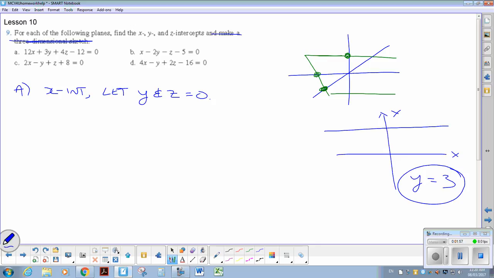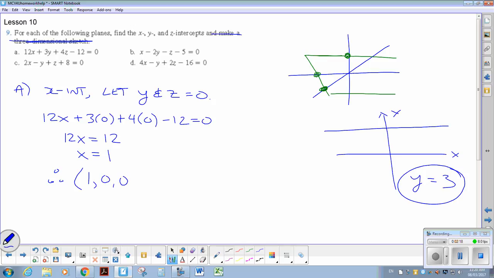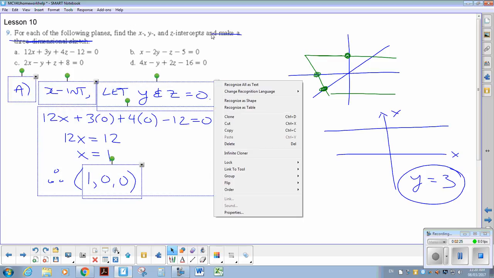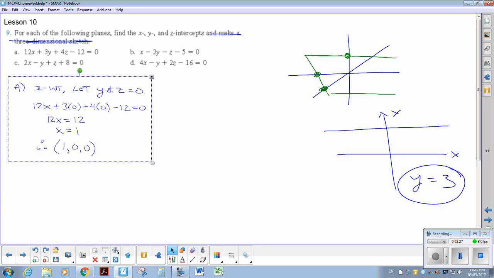So x-intercept, let y and z equal 0. So that means that we would have 12x plus, and I'll emphasize it here, 0 minus 12 equals 0. 12x equals 12, x equals 1. So therefore, this plane crosses the x-axis at (1, 0, 0). All right. Now we just have to repeat that process, and that's all that questions A, B, C, and D are asking you to do.